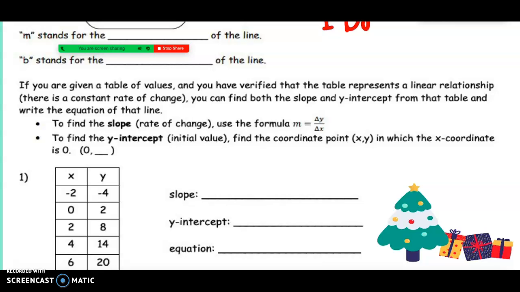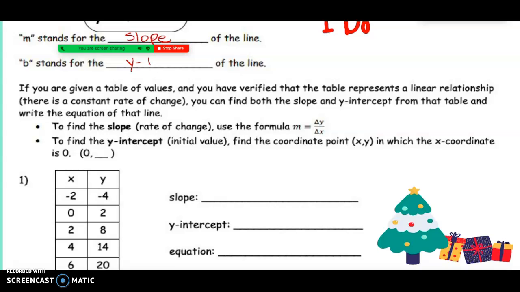Okay, today remember we have been working with y equals mx plus b, where m stands for the slope of the line, and b stands for the y-intercept of the line. If you are given a table of values and you have verified that the table represents a linear relationship, there is a constant rate of change. You can find both the slope and the y-intercept from that table and write the equation of that line.